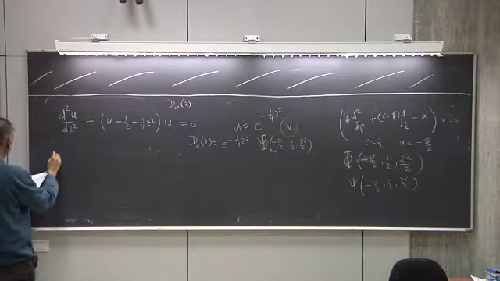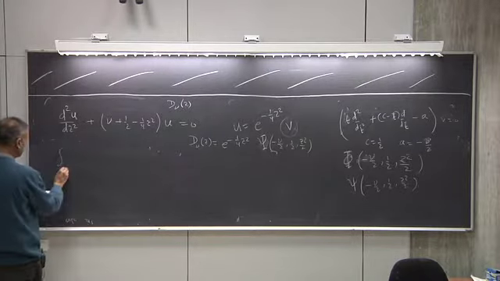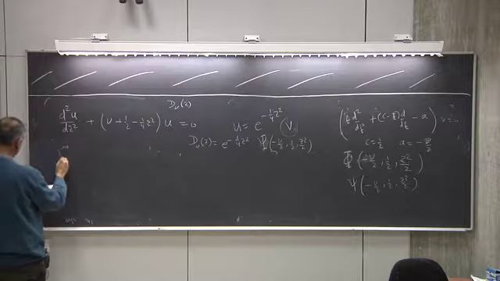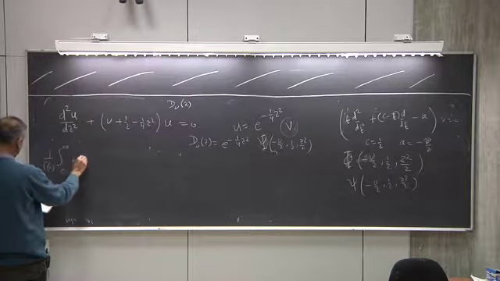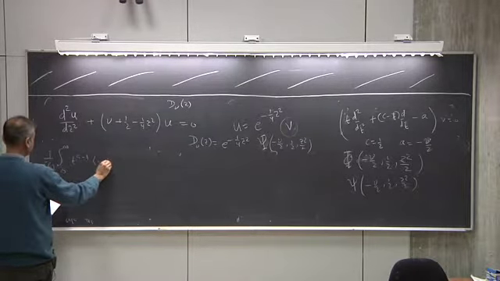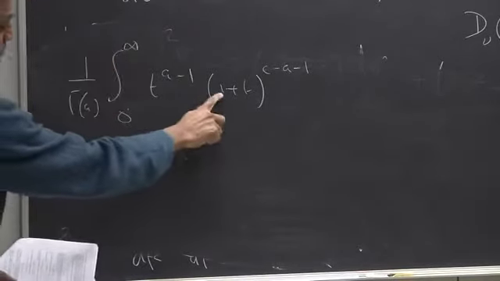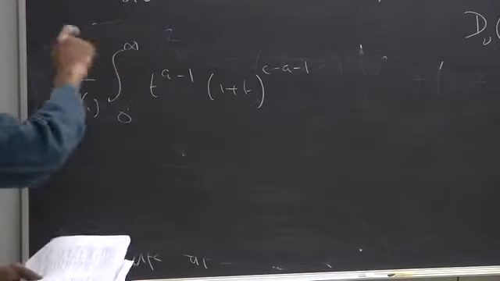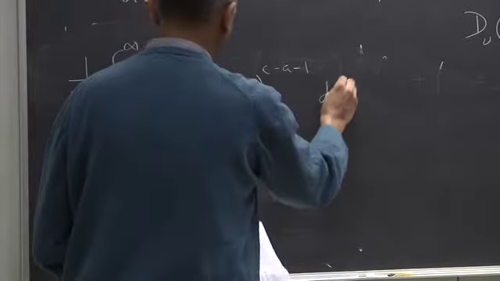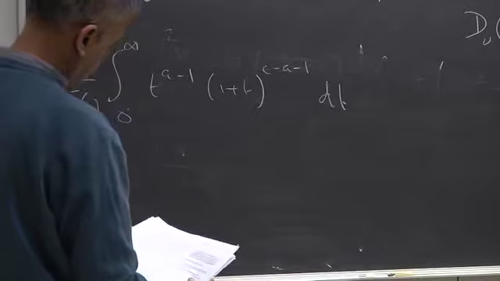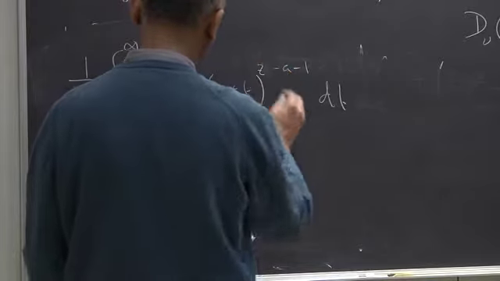Psi had this integral representation, either minus infinity to 0 or 0 to infinity by change of variable. It was 1 over gamma a, t to the a minus 1, and 1 plus t to the c minus a minus 1. Previously I wrote it as minus infinity to 0, but that was with a 1 minus t. Now you just take t to minus t, so this becomes 1 plus t, and the integral becomes 0 to infinity dt, t to the power of a minus 1.